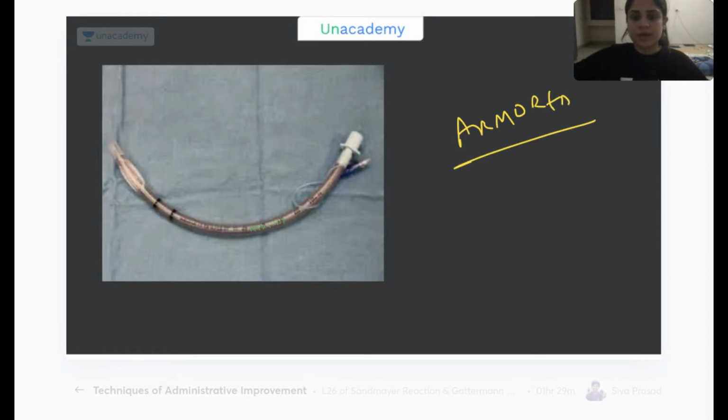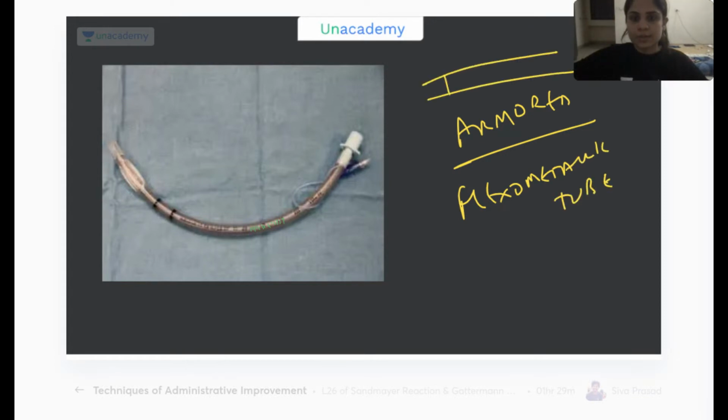What is the other name of armored tube? It is also called a flexometallic tube. Any idea when do we use this tube? This is the tube and it has metallic wirings inside. Because of these metallic wires, whenever you bend the tube, kink the tube or fold the tube, it will not break.